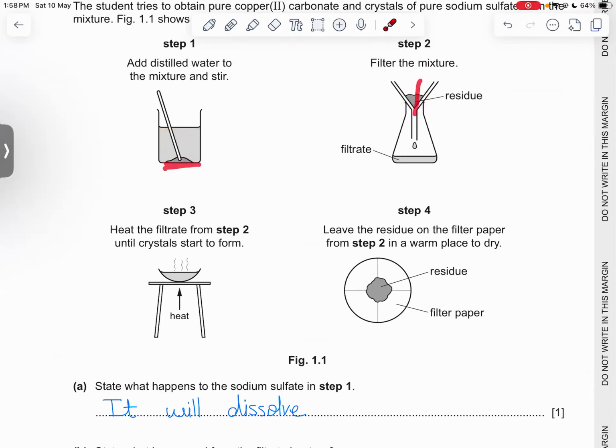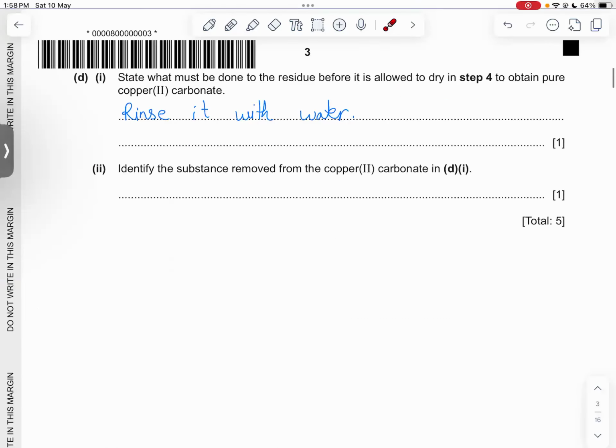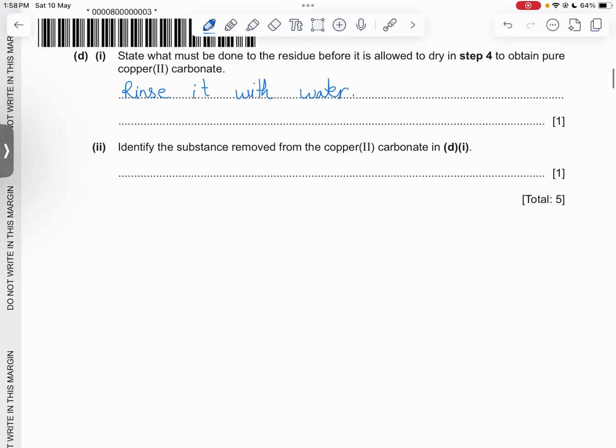Now, once you filter it, some water might be stuck between the copper 2 carbonate. That water might contain the sodium sulfate dissolved in it, right? Ions of sodium and sulfate. They would act as impurities. So what do we want to do? We want to thoroughly wash this, rinse it completely so that all the sodium sulfate that is stuck beneath them gets washed away. All right. So you always wash insoluble residue before drying it. Rinse it with water.